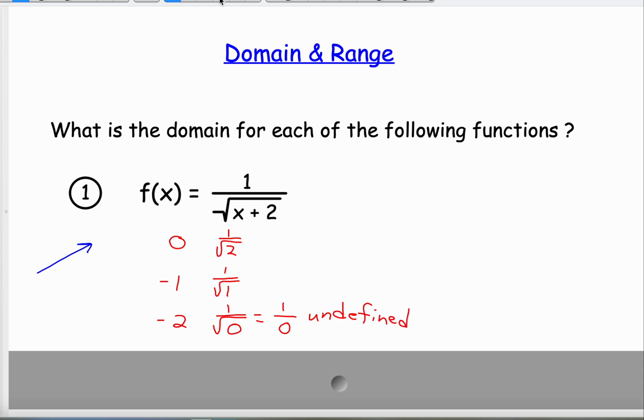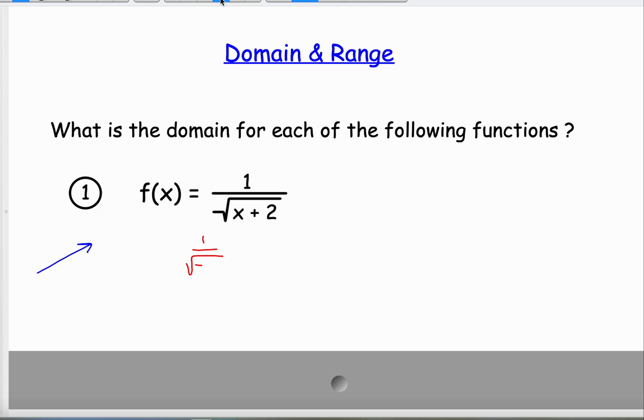How about something that's smaller than negative 2? Well, once I do that, in my denominator, I'm going to be getting 1 divided by the square root of a negative number. And we can't take the square root of negative numbers, at least not in the real number system. And that's what we're working in right now. So in terms of what is my domain, I can pick anything that's bigger than negative 2 all the way up to infinity. And so I'm going to use interval notation.